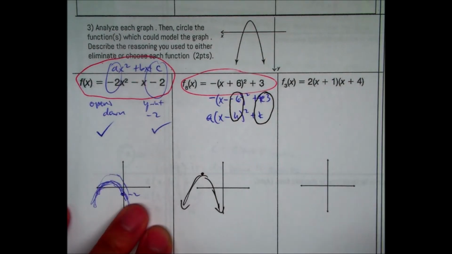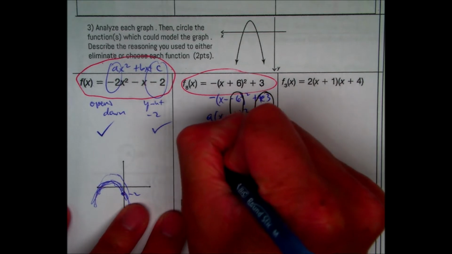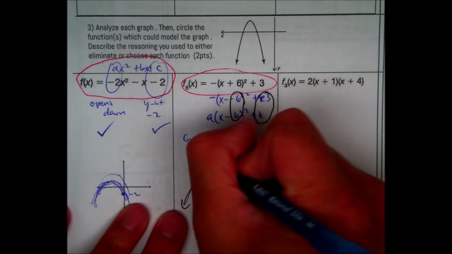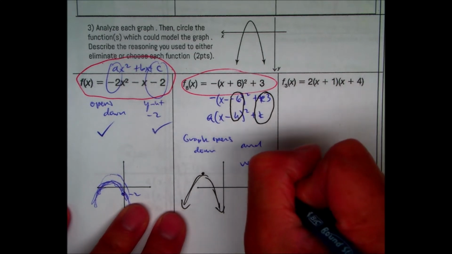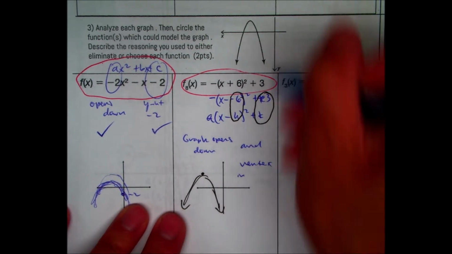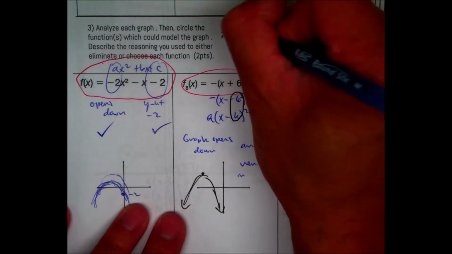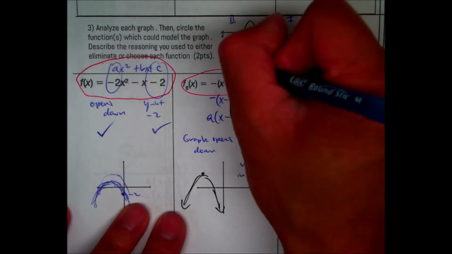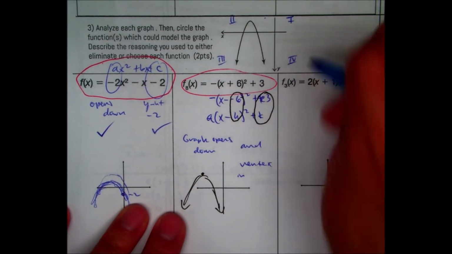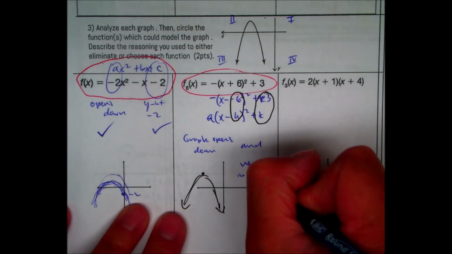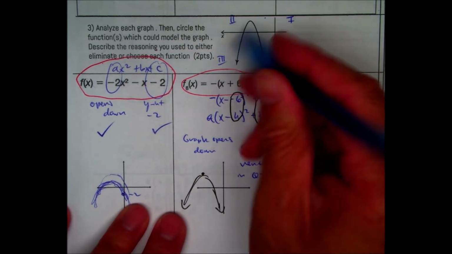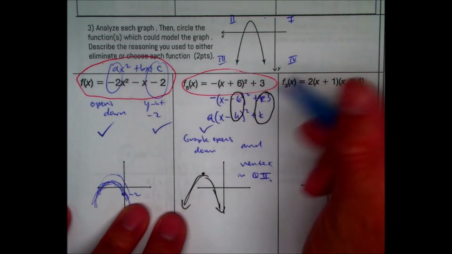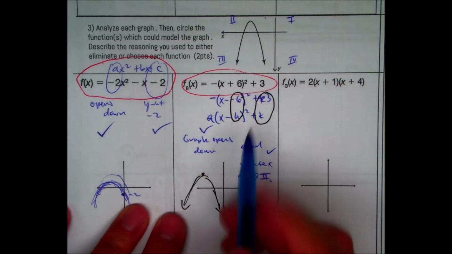Now describe the reasoning. So my reasoning is graph opens down, and vertex in quadrant 2. This is quadrant 1, 2, that goes counterclockwise starting here, 3, and this is 4. So basically, yes, my graph opens up, and yes, my vertex is in quadrant 2.